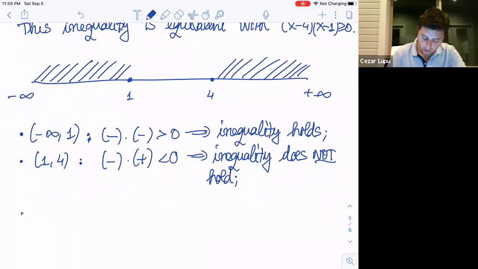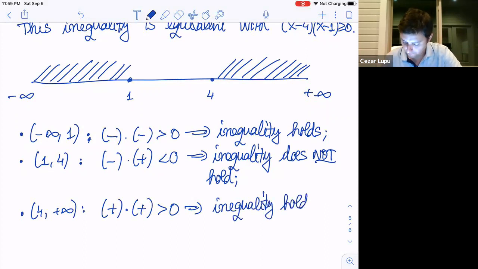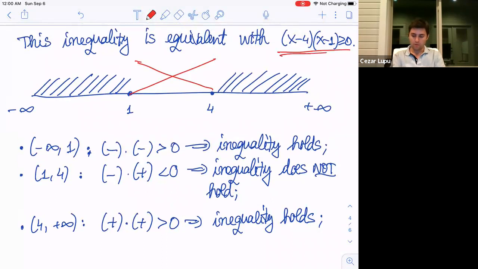And now, if we look on this interval for positive infinity, we'll have both of them to be positive. Again, the product will be positive, so the inequality holds. So in other words, the only problem is right here. So here it doesn't hold. Let's put an X here. There is no way we can have a value for X between 1 and 4 so that this inequality is true. So there is no way such a thing can happen.